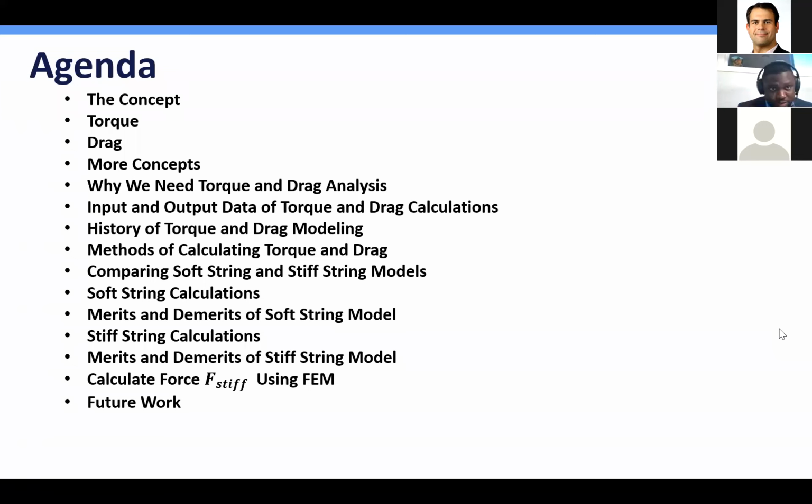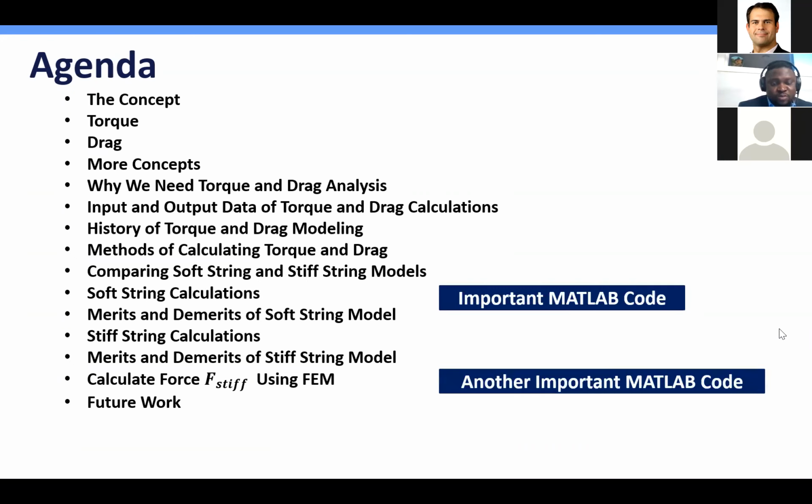So today I'll be looking at the concept of torque and drag, and more concepts. I would try to show you why we need torque and drag analysis, the input and output data for torque and drag, and look at a bit about the history. I won't waste time there. I'll go into the methods of calculating torque and drag, comparing soft string and stiff string models, the calculations, merits, demerits, and the stiff string using finite element analysis. You really want to see that. And so at some point, I would be showing you just one page. One of the slides would be an important code to implement the soft string, and then another important code in terms of the finite element method.